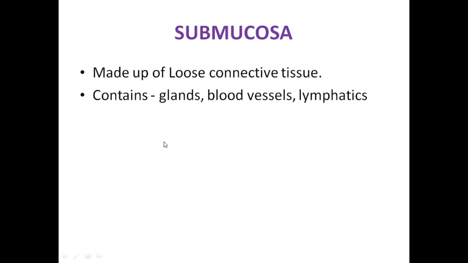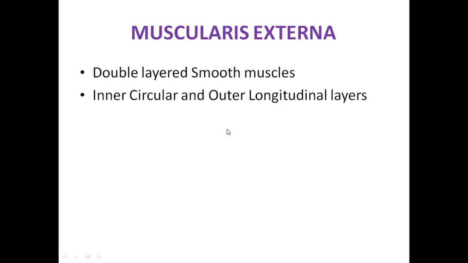Then if we say what is submucosa, again submucosa is also made up of loose connective tissue and consists of glands, blood vessels and lymphatics. Muscularis externa is a double layered smooth muscle layer which generally has inner circular and outer longitudinal layers.